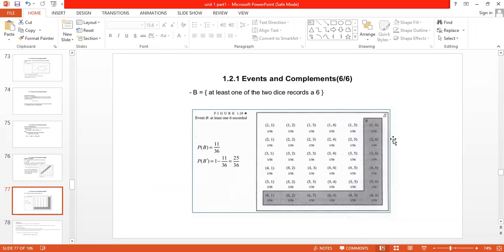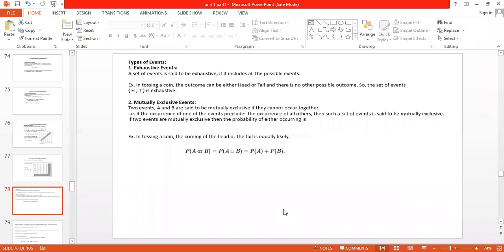Okay, now how many times are we getting 6? 1, 2, 3, 4, 5, 6, 7, 8, 9, 10, 11. So 11 times we are getting 6. So the probability of B will be 11 by 36. Now what is the probability of B complement? It is equal to 1 minus 11 by 36. That is equal to 25 by 36. Okay.